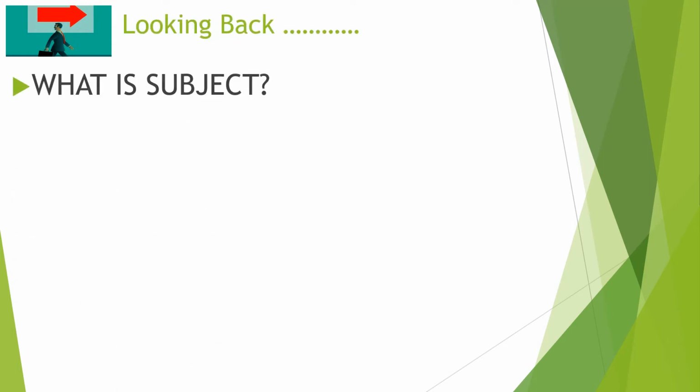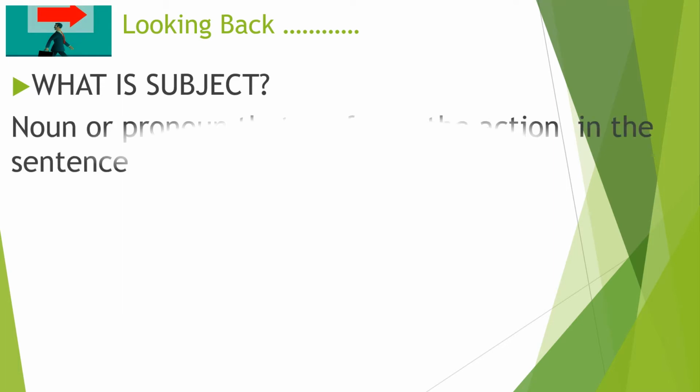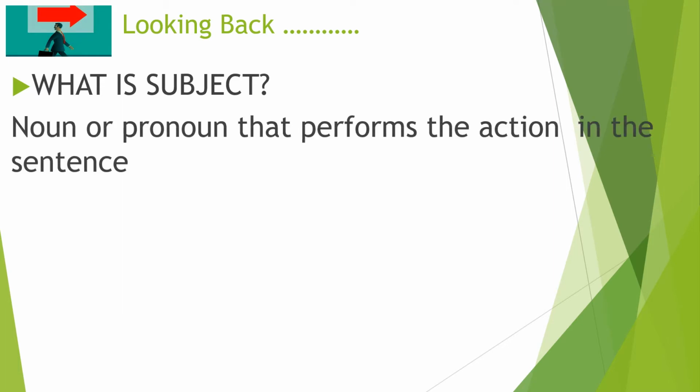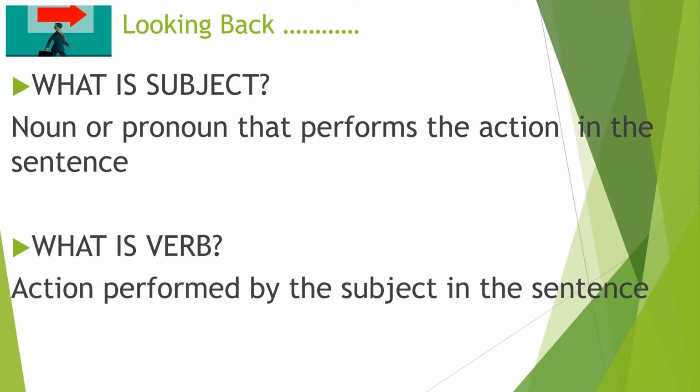Before I proceed to the lesson proper, let us have a review first about what is subject and what is verb. Subject is a noun or pronoun that performs the action in the sentence. What about a verb? A verb is an action performed by the subject in the sentence.